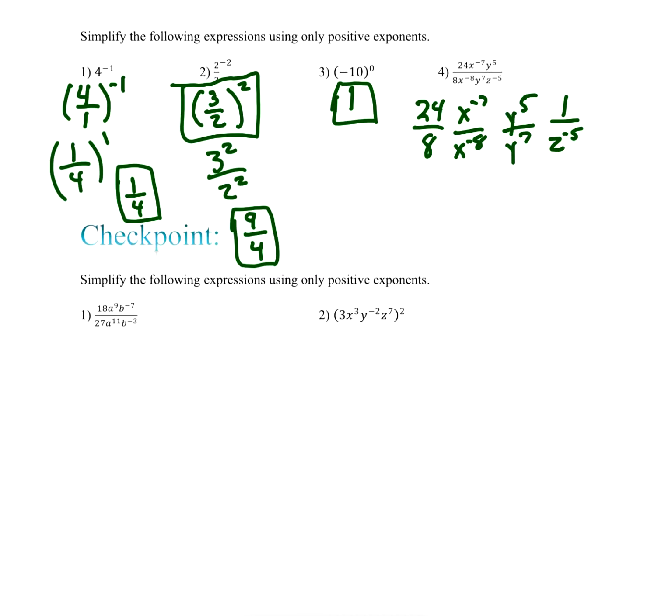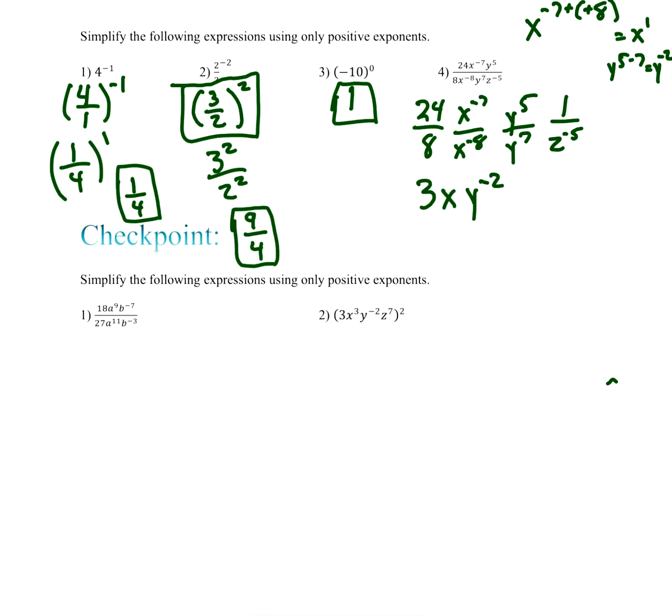So 24 divided by 8 is 3. X to the negative 7th divided by x to the negative 8th. I'm going to subtract the exponent, so it'd be x to the negative 7th, subtract negative 8. Keep change on that, or distribute the negative, you get x to the 1st power, which is just x. Do the same thing with y, so that would be y to the 5 minus 7, which would be y to the negative 2nd power.